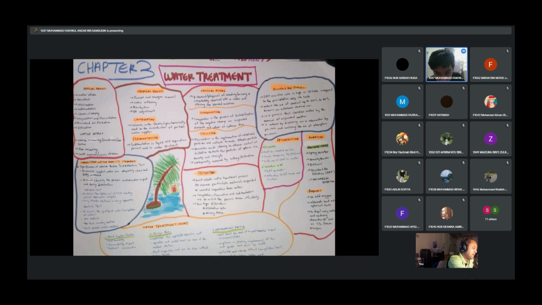Okay, next is chemical mixing: the chemical or physical process of blending coagulating chemical into water and stirring the blended mixture. And then coagulation. Coagulation is the process of destabilization of the negative charge on suspended colloids, done at the optimum dose. And flocculation is the formation of larger, stable particles.